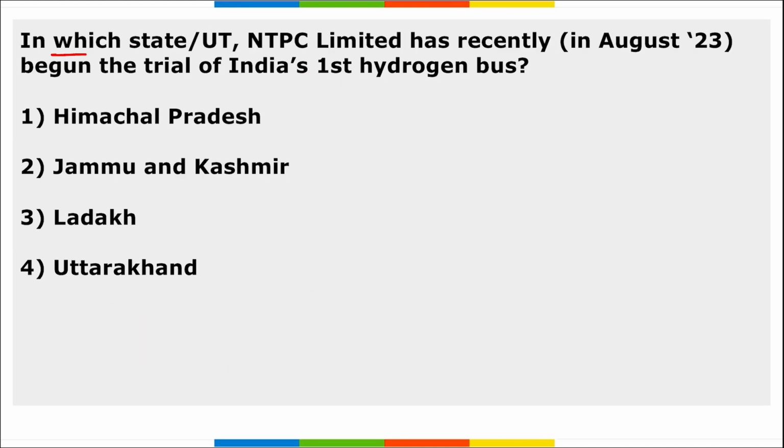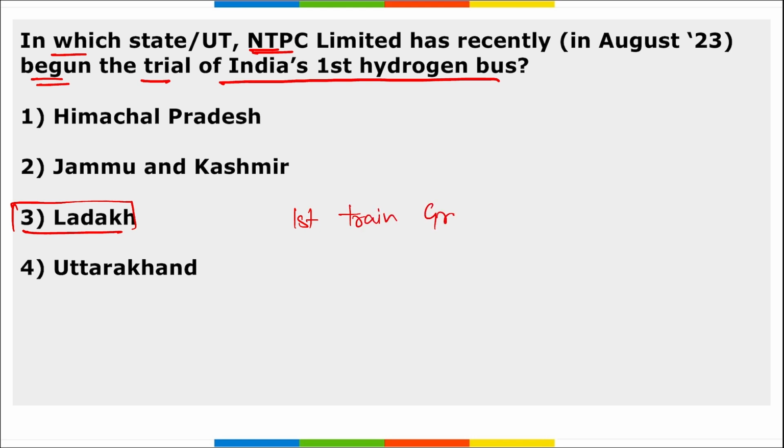Next, in which state or UT has NTPC Limited recently begun the trial of India's first hydrogen buses? It is Ladakh. I repeat, Ladakh. NTPC Limited has recently begun the trial of India's first hydrogen buses in Ladakh. And if we talk about the first train that will be powered by green hydrogen, it will be running from Jind, Haryana. Right? It will be running from Jind, Haryana.